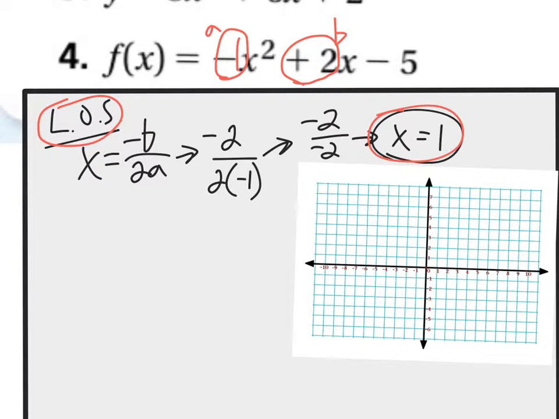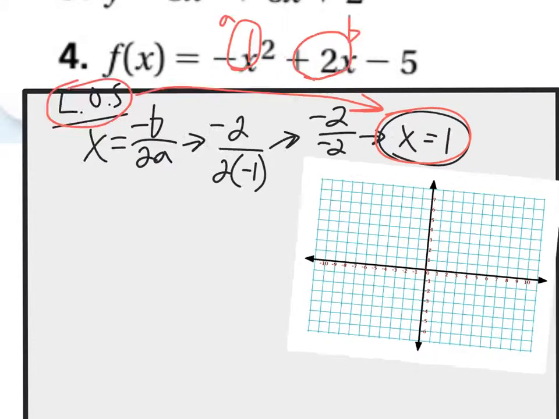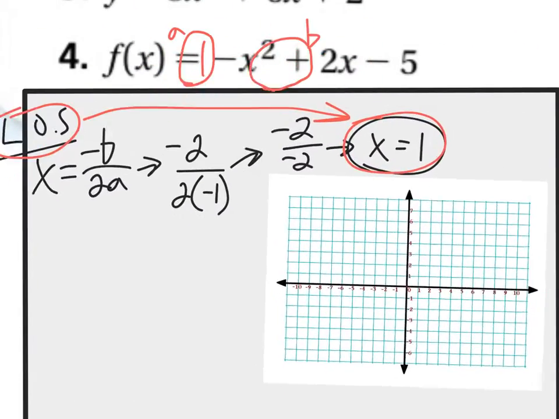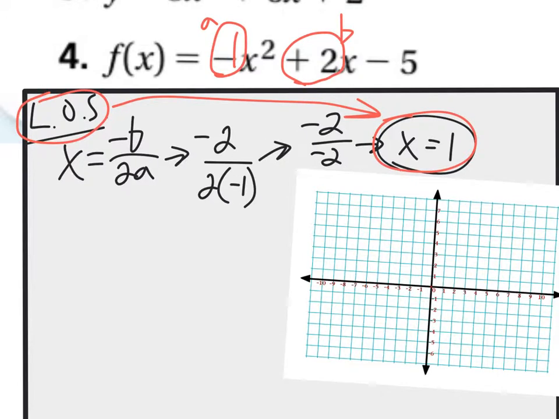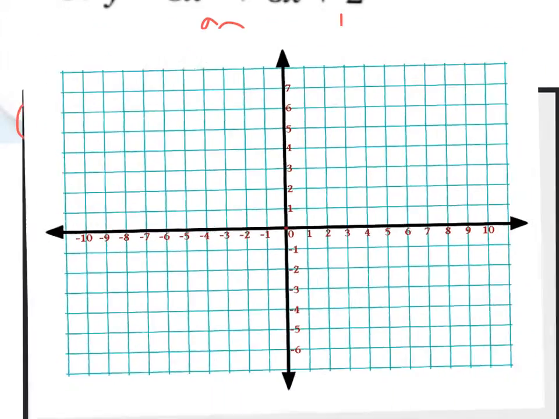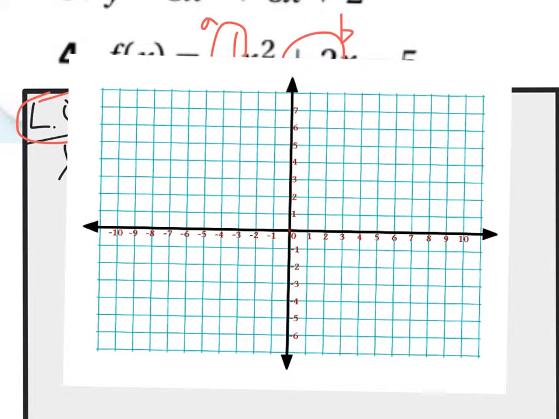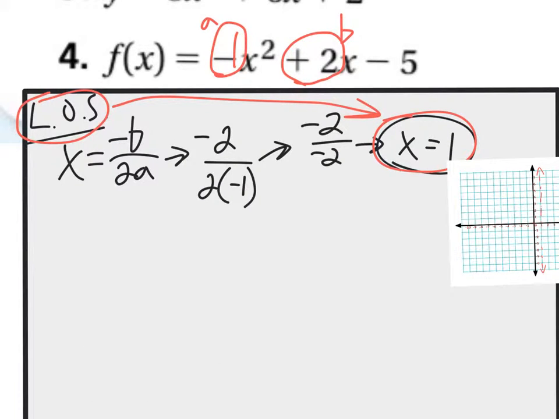So our line of symmetry here should be x equals 1. And again, we can draw that out maybe. So x equals 1 would be a vertical line here. And then we can find our vertex is our next step. And again, these steps I gave you, so you can kind of just look through those steps and make sure you got those figured out, remember what they are.